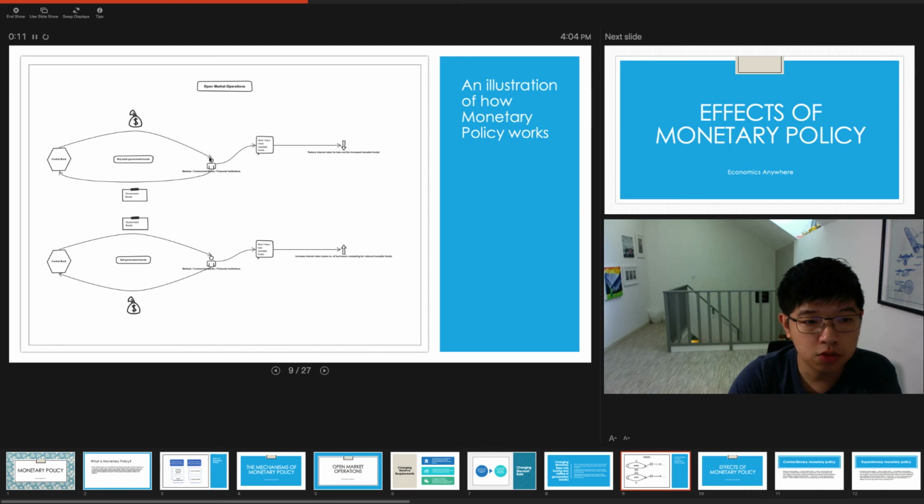So let's now go through, using a graphical illustration, how monetary policy actually works. Let's say the central bank wants to increase the amount of money supply available in the economy. How the central bank is going to go about doing it is to go to the open market. You see, this symbol here represents the open market, which comprises your markets, your commercial banks, your financial institutions. The central bank will go to the open market.